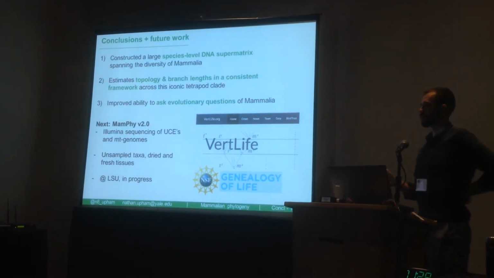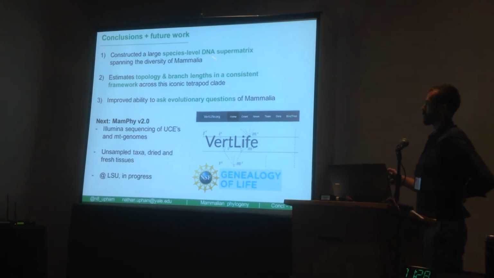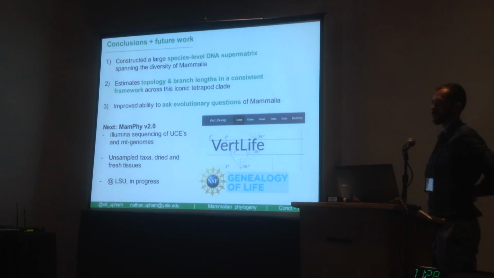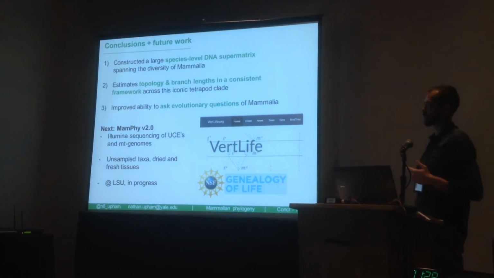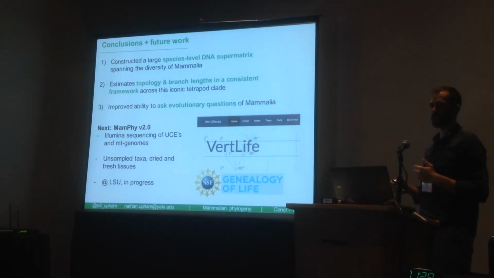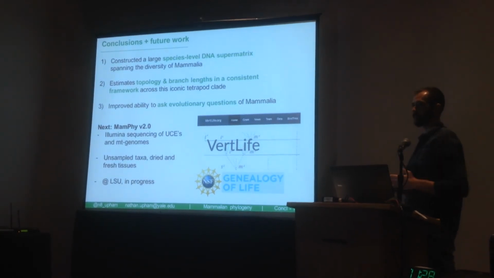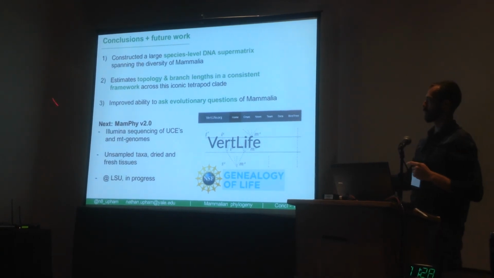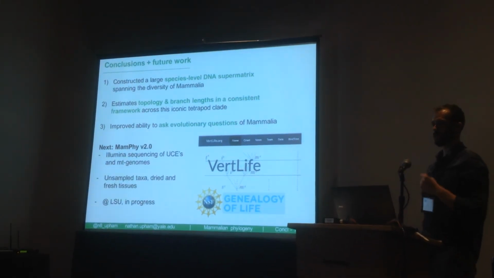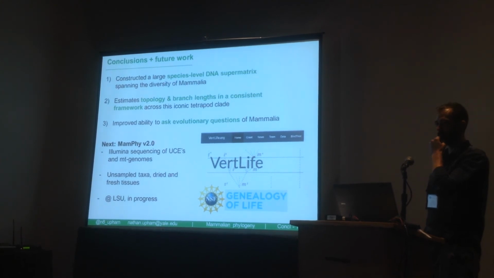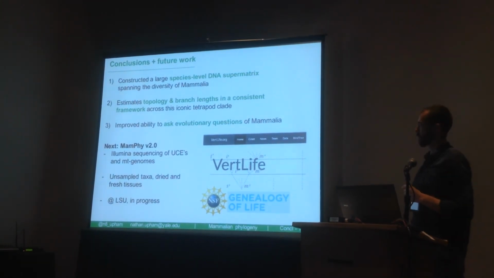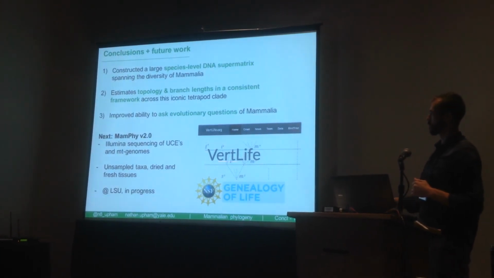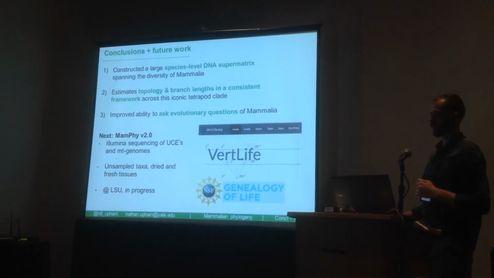But in conclusion, we were able to put together this big supermatrix for mammals, have much more accurate branch lengths, and really a consistent framework across the whole clade for asking evolutionary questions, in particular all these parallel radiations. And looking at this in space is going to be quite interesting also. I'll just mention this is the first version of this tree. We're adding ultra-conserved element sequencing for a lot of basal clades as well as unsampled lineages as part of this NSF BirdLife grant that I'm doing my postdoc on.